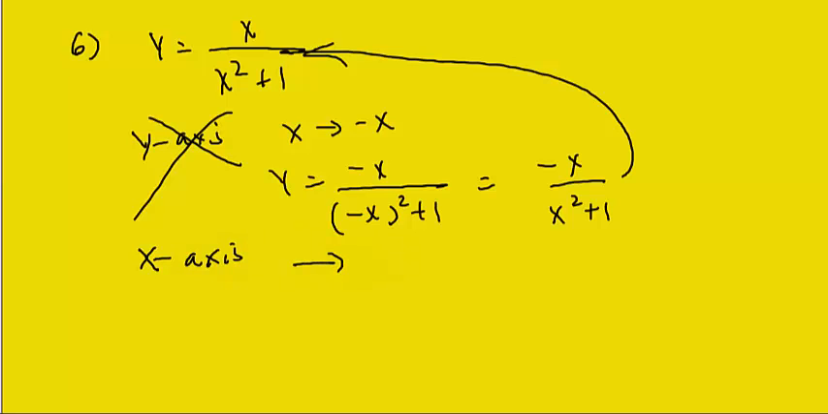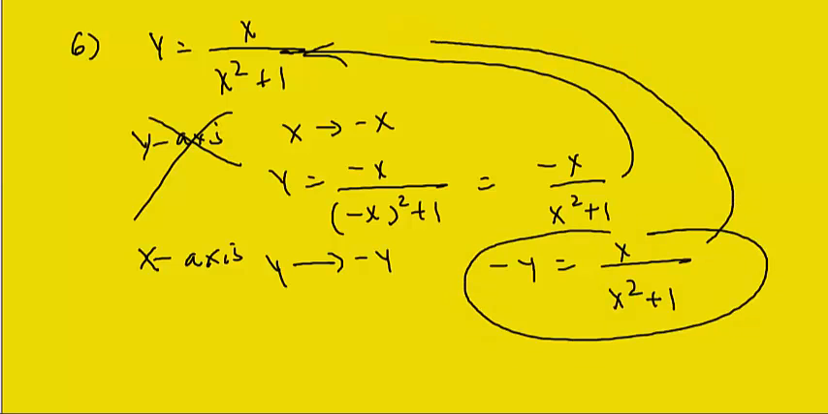X-axis. That means I'm going to turn y's into negative y's. So negative y is equal to x over x squared plus 1. Is this the same as that right there? Nope.